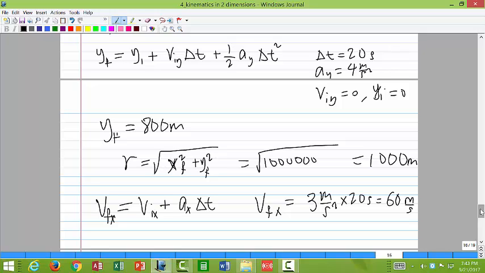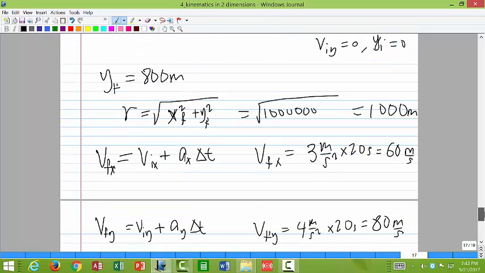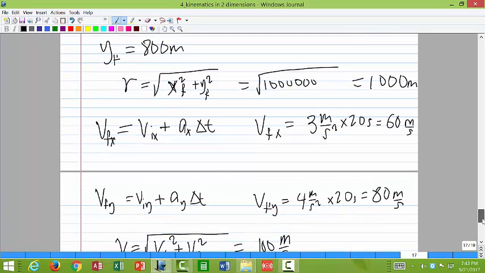So this is the square root of 1 million. If you just plug in those things that we have, 800 meters squared plus 600 meters squared, that gives you 1 million. So the square root of 1 million is 1,000. So our final position is 1,000 meters. Let's look next at our final velocities.